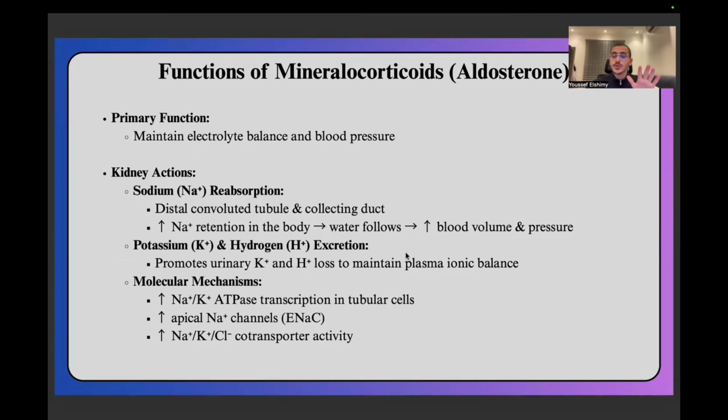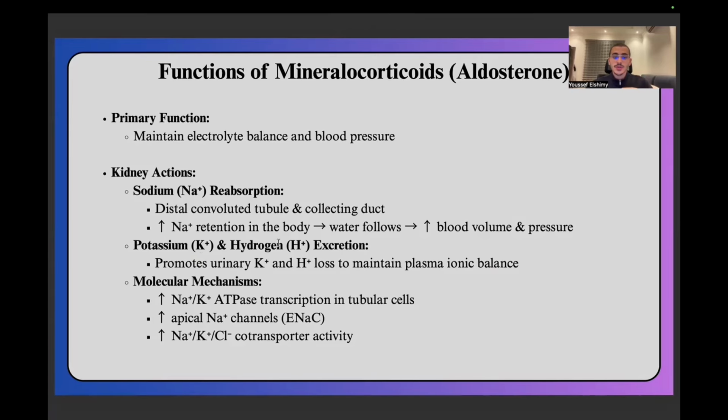So we produce mineralocorticoids or aldosterone. What are the main functions? We mentioned that the primary function is maintaining electrolyte balance by reabsorbing sodium, excreting potassium as well as hydrogen, and maintaining blood pressure. How does that happen? It acts on the kidney, so it leads to sodium reabsorption. And this happens on the distal convoluted tubule as well as the collecting duct. There's increased sodium retention in the body, and with reabsorption of sodium, water follows. If salt goes, water goes with the salt. So that's how water follows, and then the blood pressure as well as the volume increases.